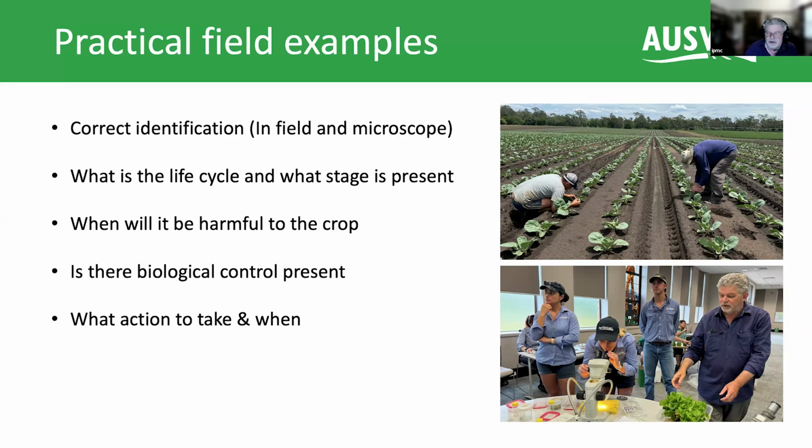And then the other key part of the monitoring is deciding on what action to take. Are the beneficials managing the pest to a reasonable level? When might things get out of hand, or have they already got out of hand? And then deciding what action you're going to take. Are you going to introduce more beneficials? Are you going to use a chemical? And what chemical might you want to use?